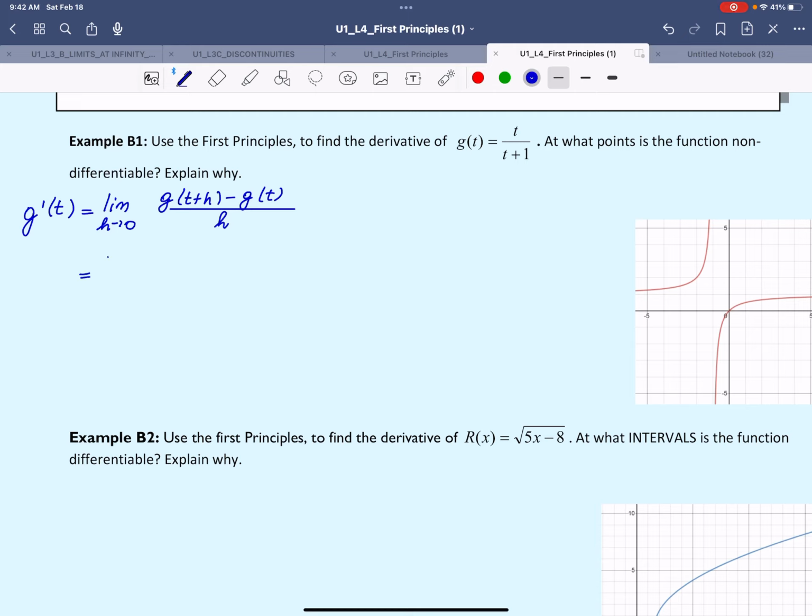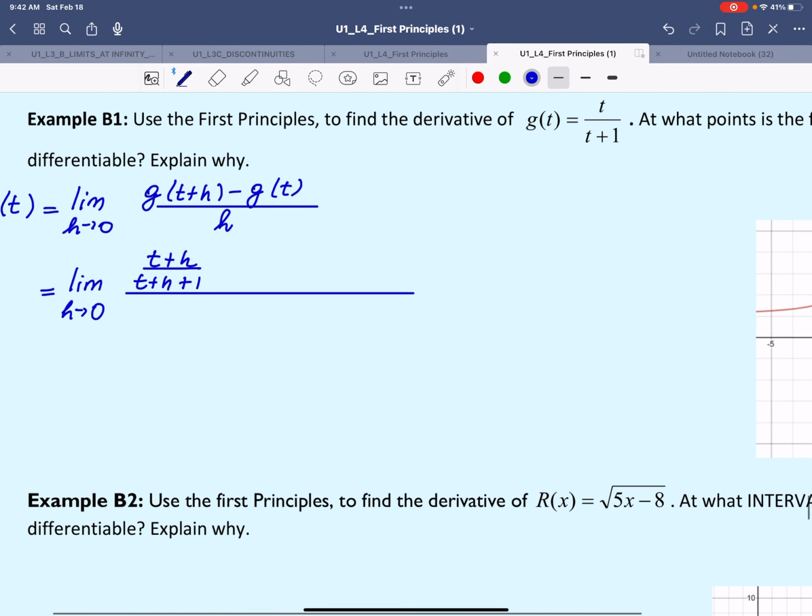So substitute g(t) into the equation of the derivative, which means I'm going to draw a long fraction here. Instead of t, now we have to write t plus h, so this t will become t plus h, and this t is t plus h. So the function g(t plus h) would be t plus h over t plus h plus 1, and then minus g(t). g(t) is t over t plus 1, and then divided by h.